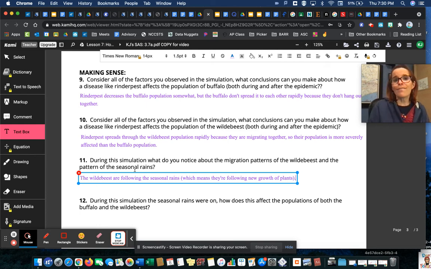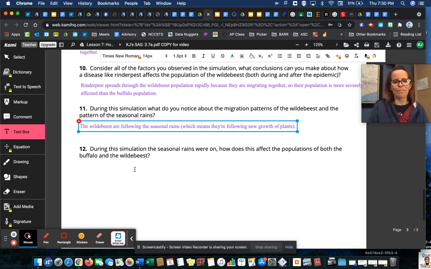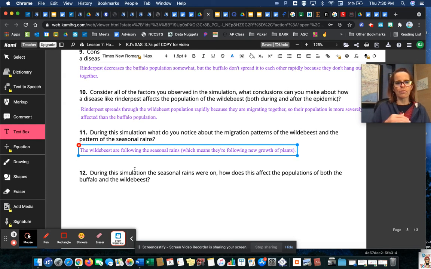Okay, and then the very last question, and then we're done. We can get this submitted today. I'll leave the answers up there so you can see it. Number 12, during this simulation, the seasonal rains were on. How does this affect the populations of both the buffalo and the wildebeest?